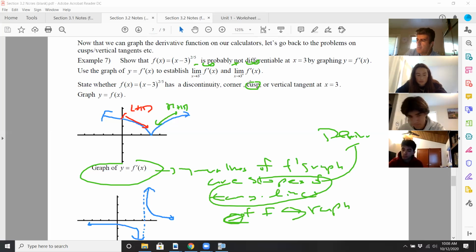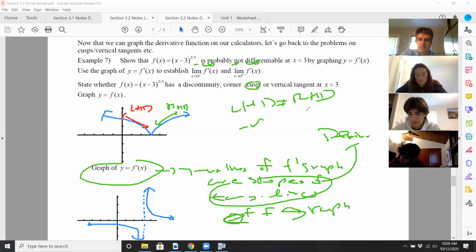And remember, we did establish continuity first. We did do that. We did do, f of 3 existed. The limit as x approaches 3 from either side was going towards 0. But the left and right-hand derivatives don't equal each other. And one is negative infinity, the other one's positive infinity. So that's what's happening there.